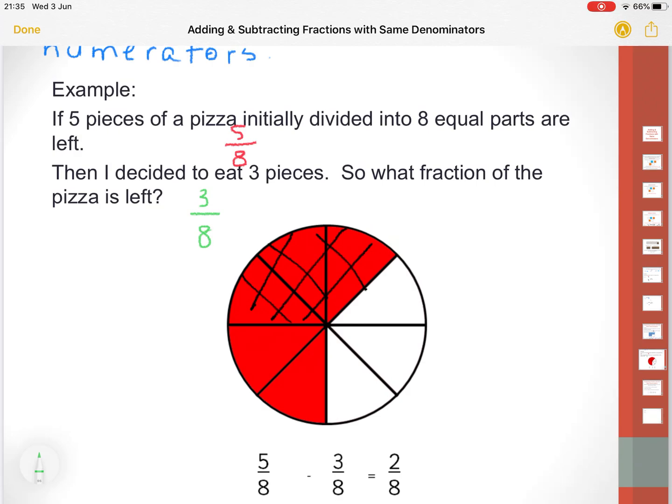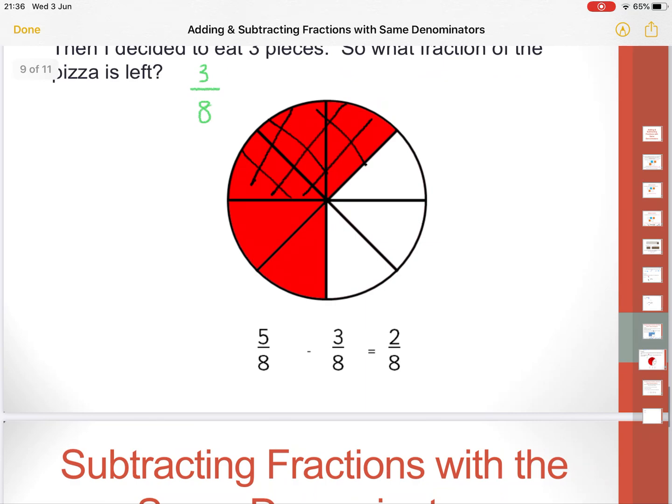What fraction of the pizza is left? I'm left with 2 parts, boys. If you look at the diagram, don't calculate anything, just look at the diagram now. I'm left with 2 pieces out of a total of 8. So I'm left with 2 8s, all right? So I'm saying that 5 8s minus 3 8s, all right? That is equal to 2 8s, all right?